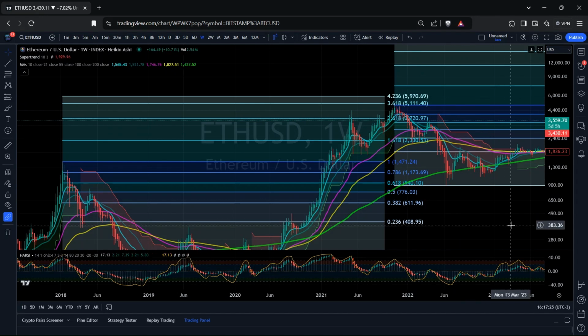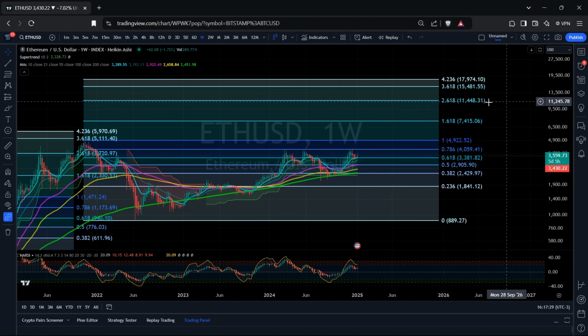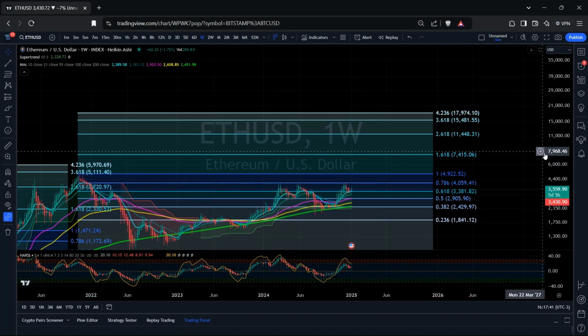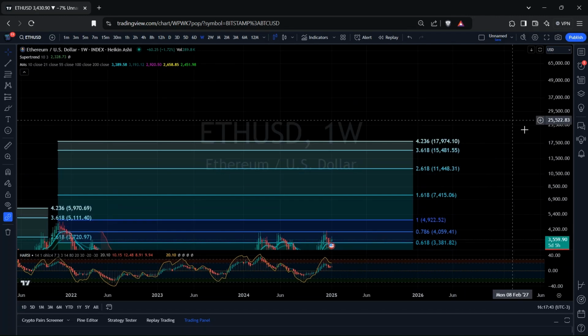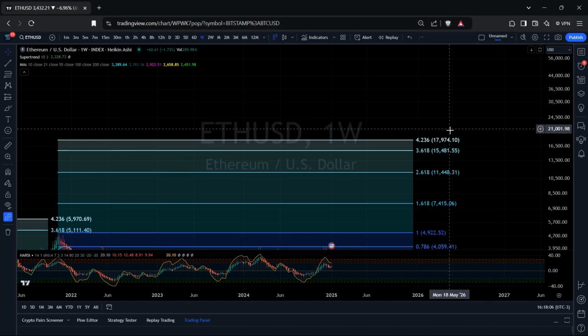So if history repeats, this cycle we are going with Ethereum to $15,000. If we get diminishing returns, $11,000. And if the ETF effect goes hard on the price, we probably see Ethereum, in my opinion, easily targeting $20,000.